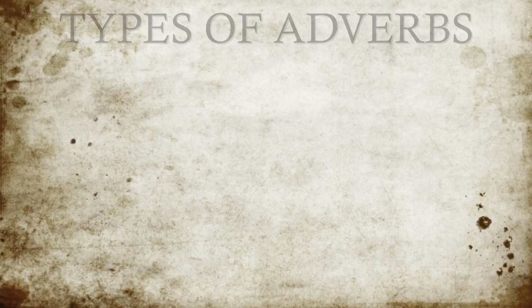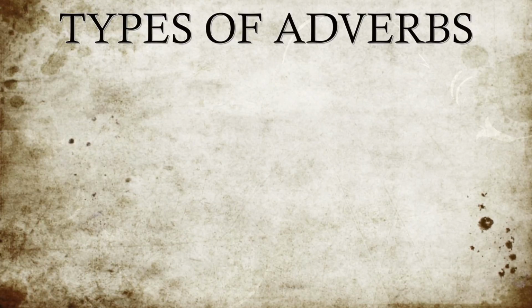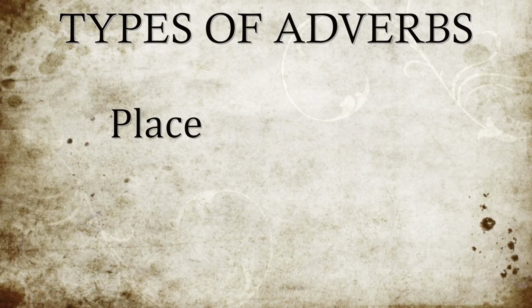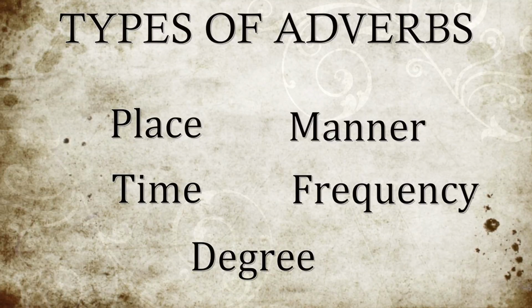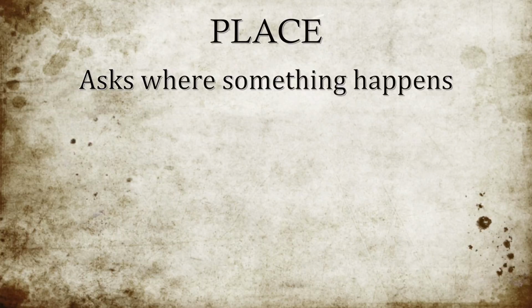Let's go ahead and break those down into our 5 subcategories. Our 5 subcategories of adverbs are place, time, manner, frequency, and degree. And I know that can seem confusing, but the main reason we're breaking those down in those ways is so we can ask the appropriate question. Let me go into that. Let's go ahead and discuss place first. Place. This is where something happens.